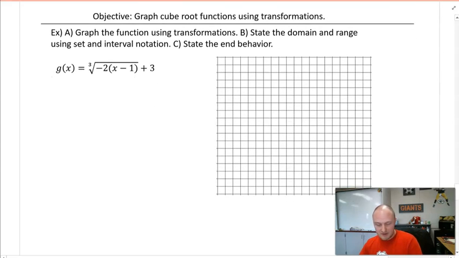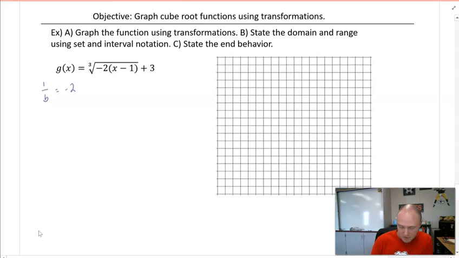All right, here is the next example. And this example is similar to the last one. They want us to graph the function using transformations, state the domain and the range using set and interval notation, and then we'll state the end behavior. Okay, so in this example, we have a 1 over b value, and our 1 over b value is -2.